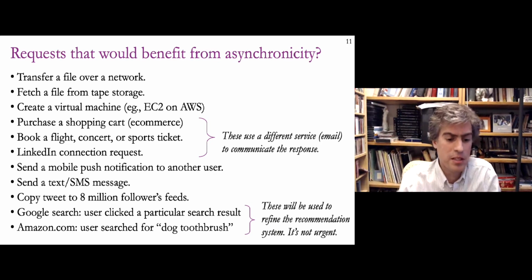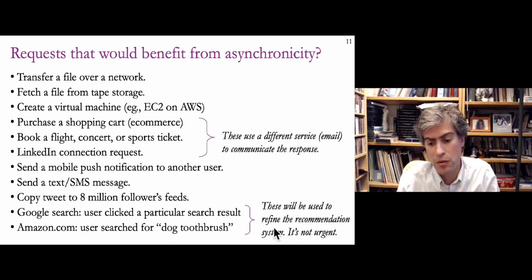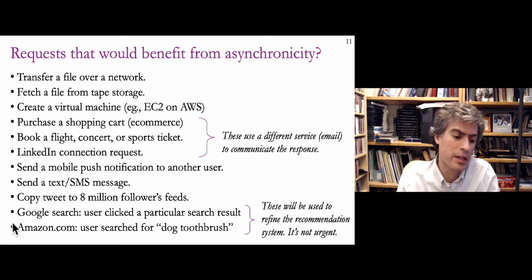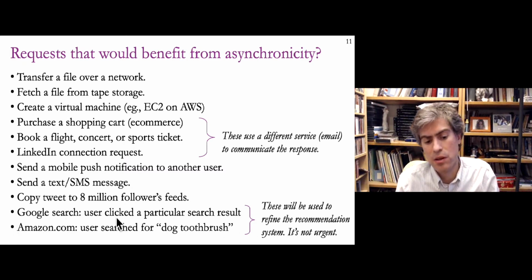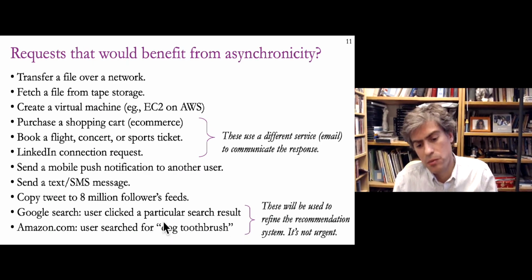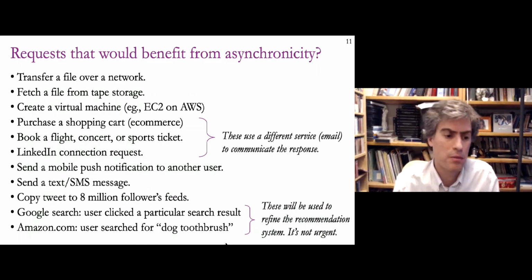Amazon doesn't need to update their machine learning model for how to recommend things to you immediately. They can defer that work until an appropriate time, and they might wait until they have several different searches from you before they bother to update your model.